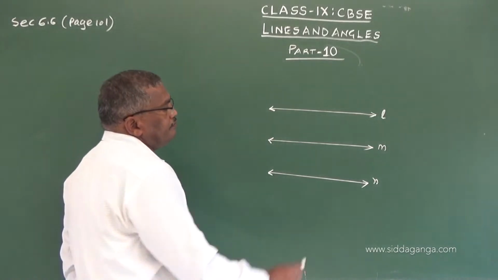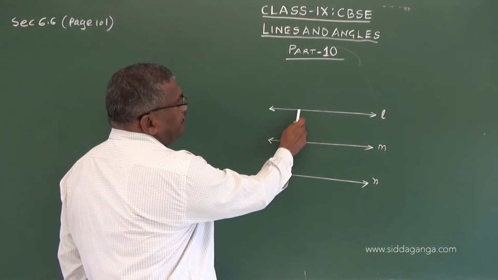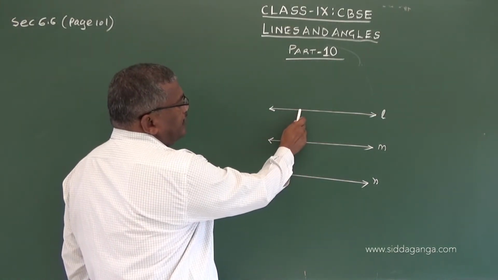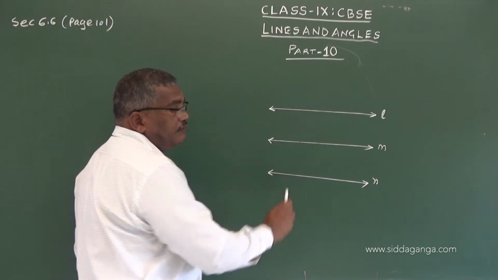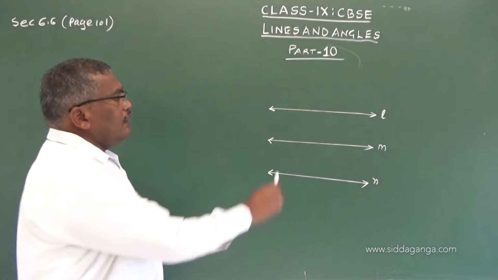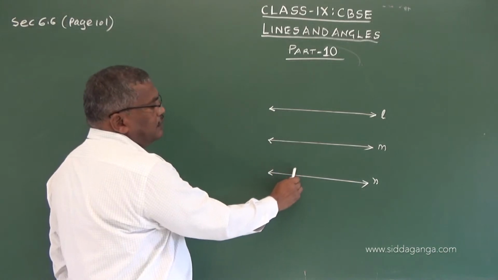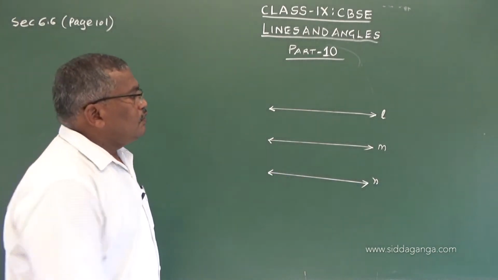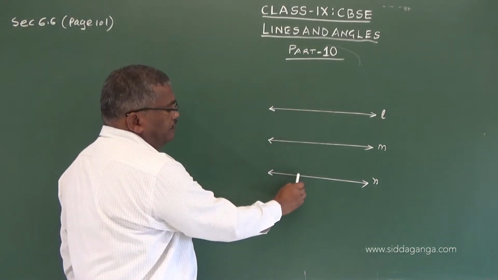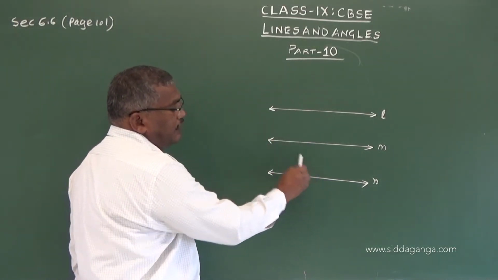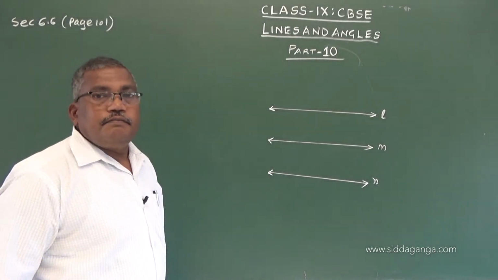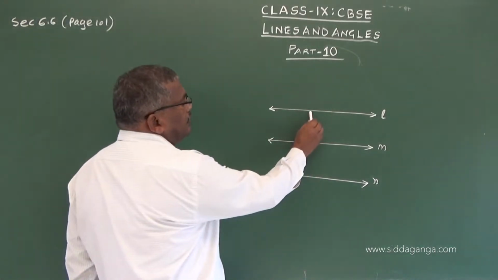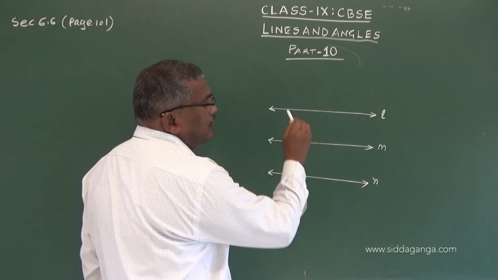So here, if line L is parallel to N, and line M is parallel to N, then L is parallel to M.